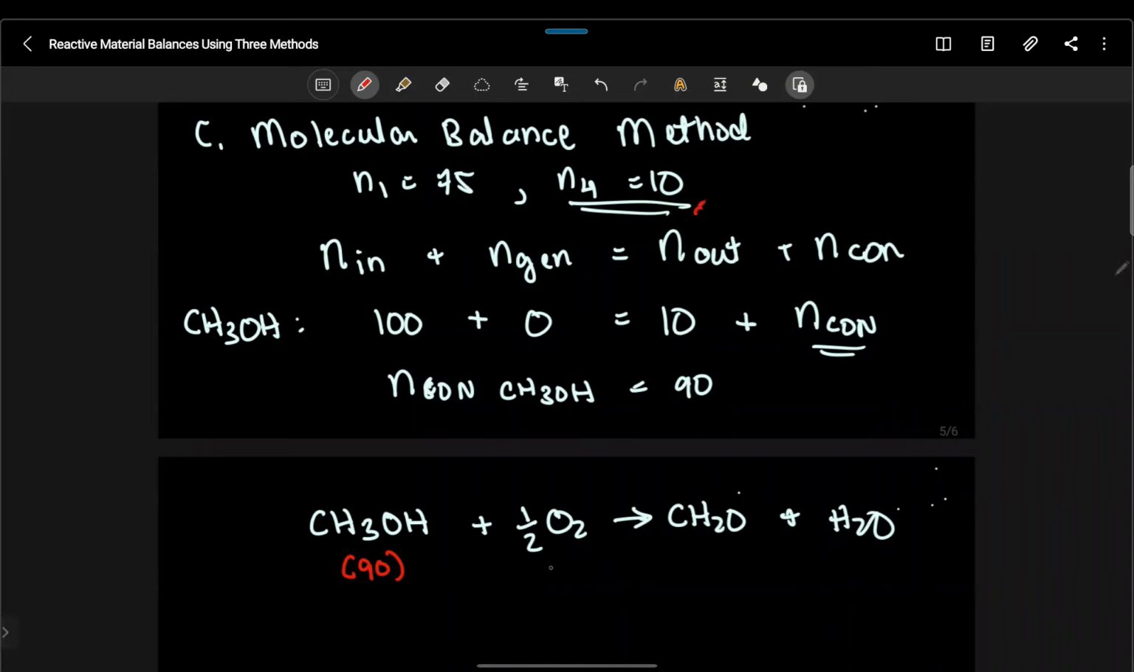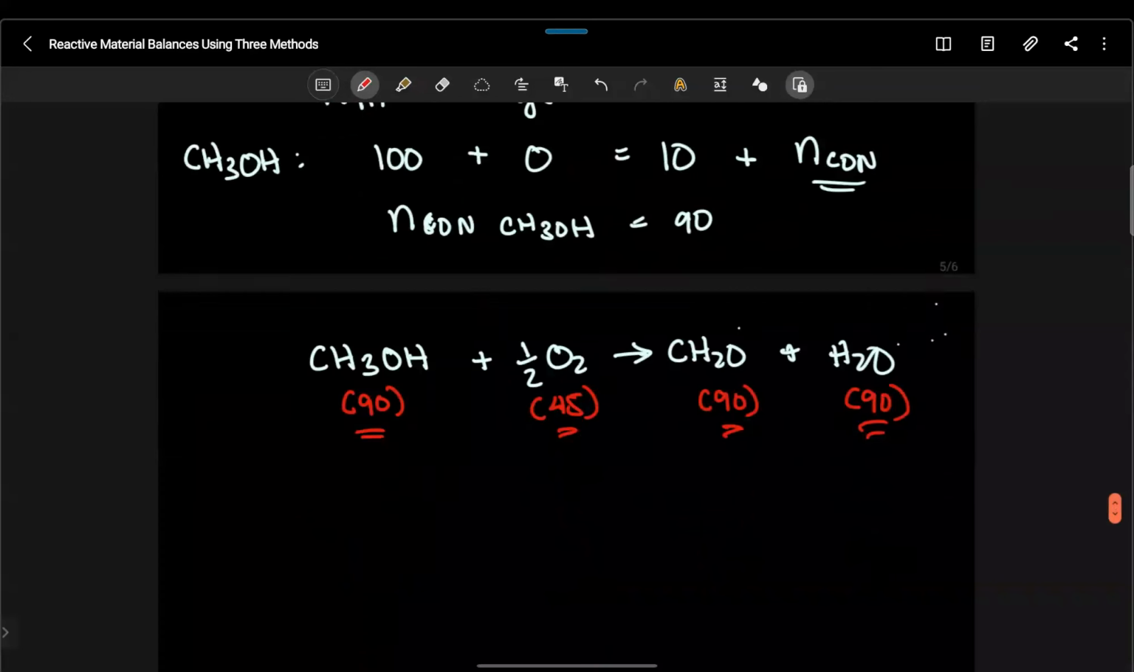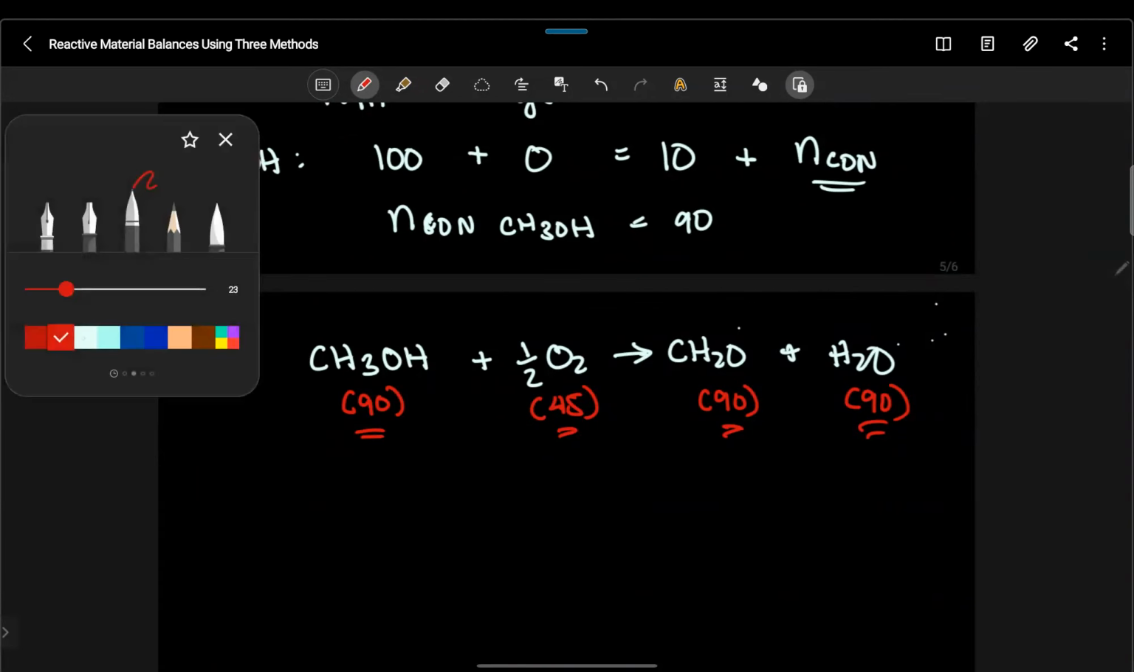Anyway, for oxygen, kung alam natin yung 90 moles na yan from methanol, doing the stoichiometry, so 1/2 yung stoichiometric coefficient niya, so 1/2 of 90 is 45. This one will be 90, and this one will be 90 as well kasi 1:1. In other words, 90 is the moles of methanol consumed, 45 is the moles of oxygen consumed, 90 is the moles of formaldehyde generated, and 90 is the moles of water generated. And you can use that later on sa iba pang balances. And again, reminder that this is just for reaction 1.